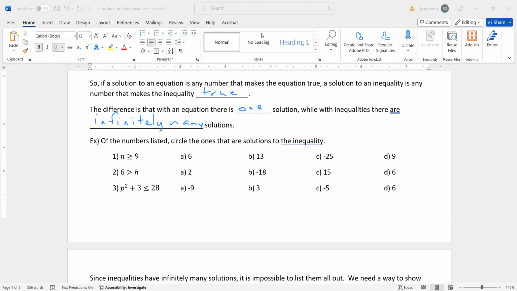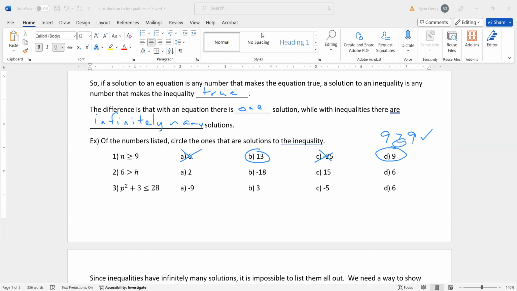So what I'm going to do is I'm going to take each of those 4 numbers and plug them in for n. So is 6 bigger than 9? It is not, so it's not a solution. Is 13 bigger than 9? Yes, it is. So 13 is a solution. Is negative 25 bigger than 9? No, it is not. And the last one is 9. Is 9 greater than or equal to 9? Well, it's equal to, so yes, it is a solution.